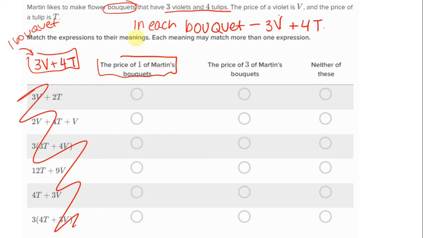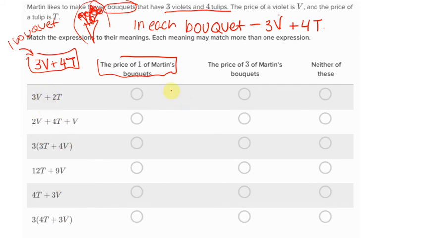A bouquet is just like if you go to H-E-B and you see one of those things of flowers that's cone shaped with a bunch of flowers, that's what a bouquet is. So each bouquet has 3 violets and 4 tulips, so this is what we want to look for. Now that I've had my prediction written out, I'm going to look through my choices and see if there's anything that specifically says this or is equivalent to this. Something with the equivalent of 3v and 4t's.